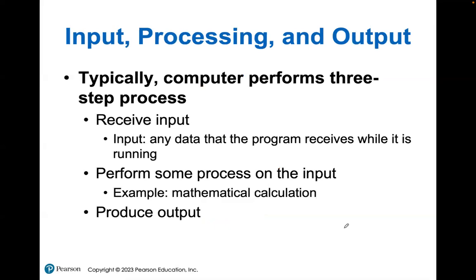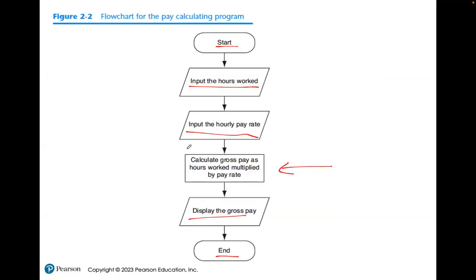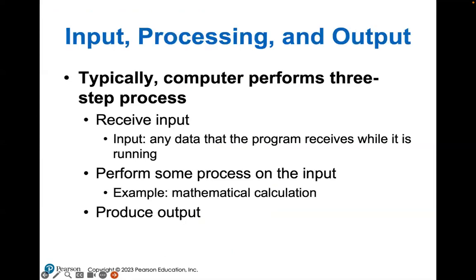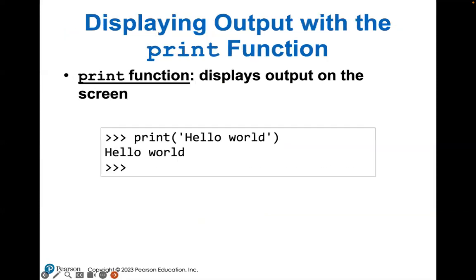Then we're going to perform some process on the input, which, as we did right here, is where we performed our calculations. We performed something with the input. Here's where we took our input, these two steps. We took some input, we performed some calculations, and then we displayed the output. So we took that input, we displayed it on the screen, it turned into output. So these are the three main operations that your computer will perform: receive input, perform something on that input, produce the output.